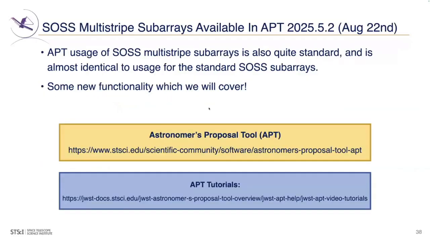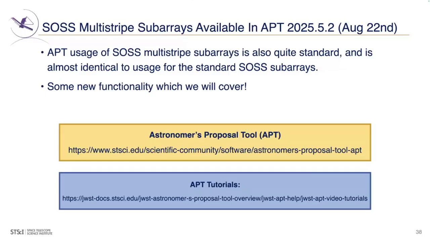Okay, so then the last thing I just want to cover quickly is the APT. These are now available in APT 2025.5.2. This was released on August 22nd, so that's only last week. So if you haven't updated your APT in a while, you should do it to make sure you have full access to all of the capabilities and everything's working right. And again, similar to the ETC for Multistripe, this is pretty straightforward when we're not doing anything fancy. There is a little bit of new functionality which I'll go over.